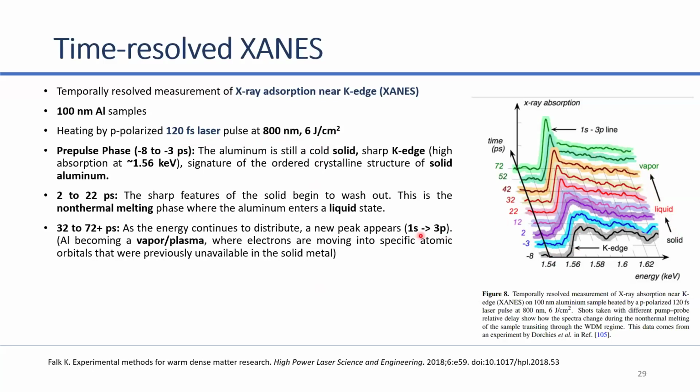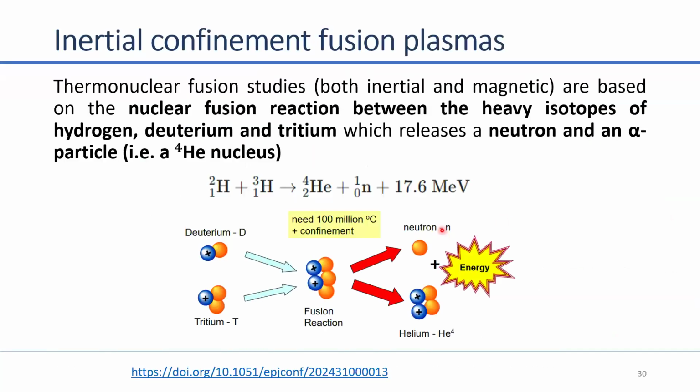So the 1s to 3p transition is being shown here. Then another application for why it is very important to study this warm dense matter is inertial confinement fusion plasmas. Here the deuterium and tritium undergo a fusion reaction, and a neutron and energy are released.